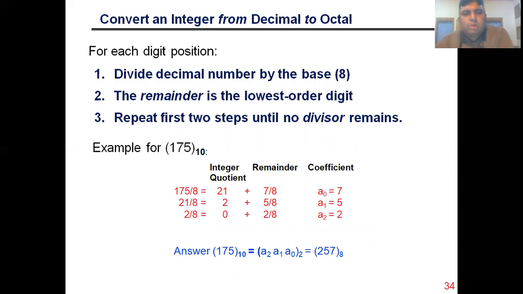Convert an integer from decimal to octal. Decimal to octal, repeated division by 8. Just like previously, we repeatedly divided by 2 and we got a binary number. Similarly, we can do it for an octal number. Repeatedly divide by 8, you have a quotient, you have a remainder, and then you arrange them in reverse order. 257 base 8 is the octal number of 175 decimal number. This is similar to converting a decimal number to binary. The only difference is here we repeatedly divide by 8 instead of 2.